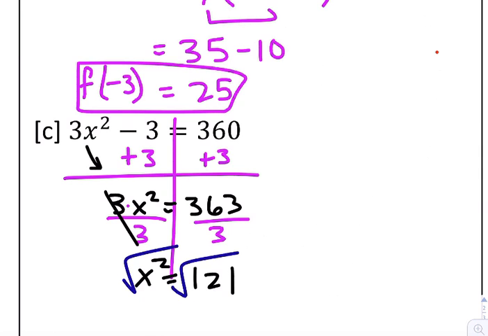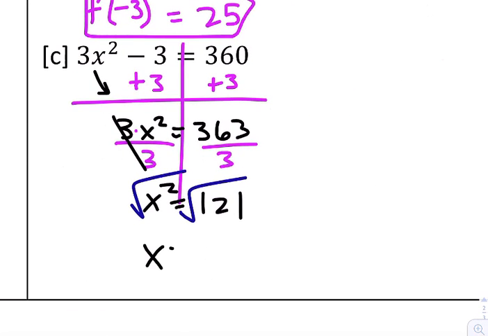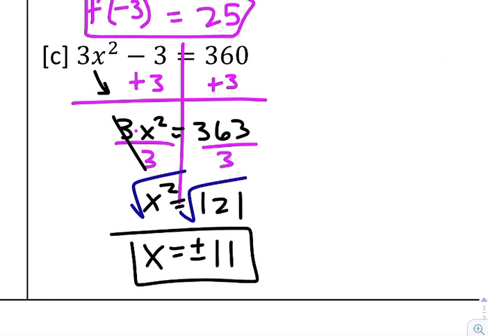Let's square root both sides. And so we're looking for the square root of 121. What number times itself is equal to 121? There actually is an answer to that. That's 11. But of course, that's going to be both positive and negative 11, because negative times a negative is a positive 121 as well.